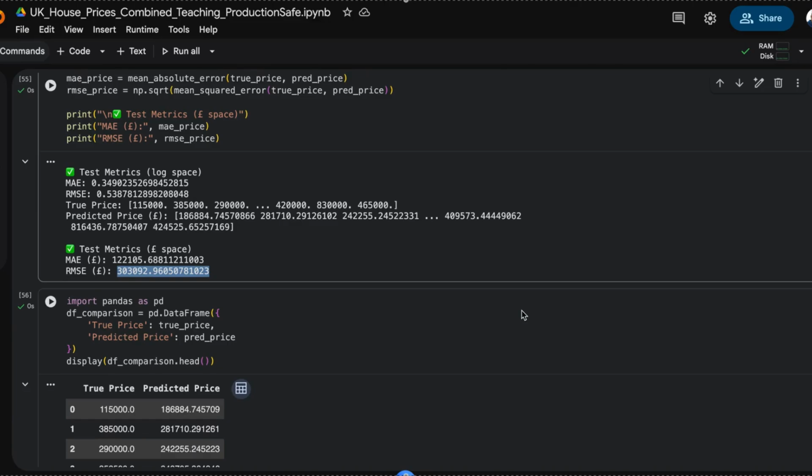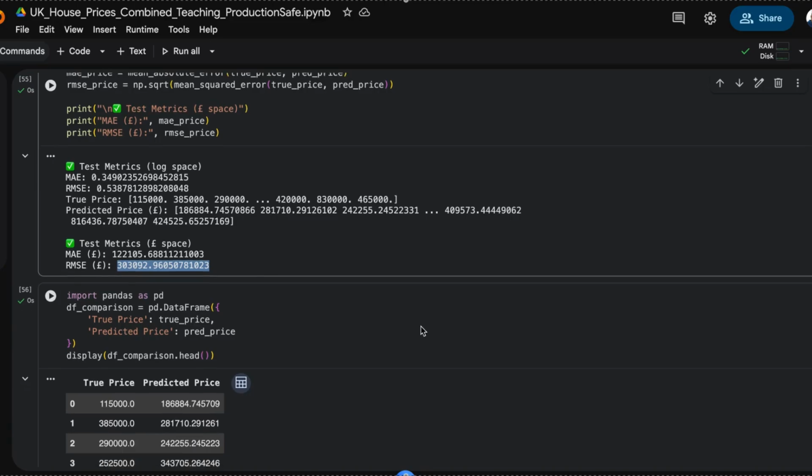The median house price in our dataset is approximately £245,000. An average absolute error of £122,000 means the model's prediction is off by roughly half the median value. That tells us several things. The housing market is highly complex. Location effects are strong but non-linear. A simple linear model has limitations. Then, RMSE is larger than MAE, which suggests some large prediction errors remain, likely influenced by luxury properties.